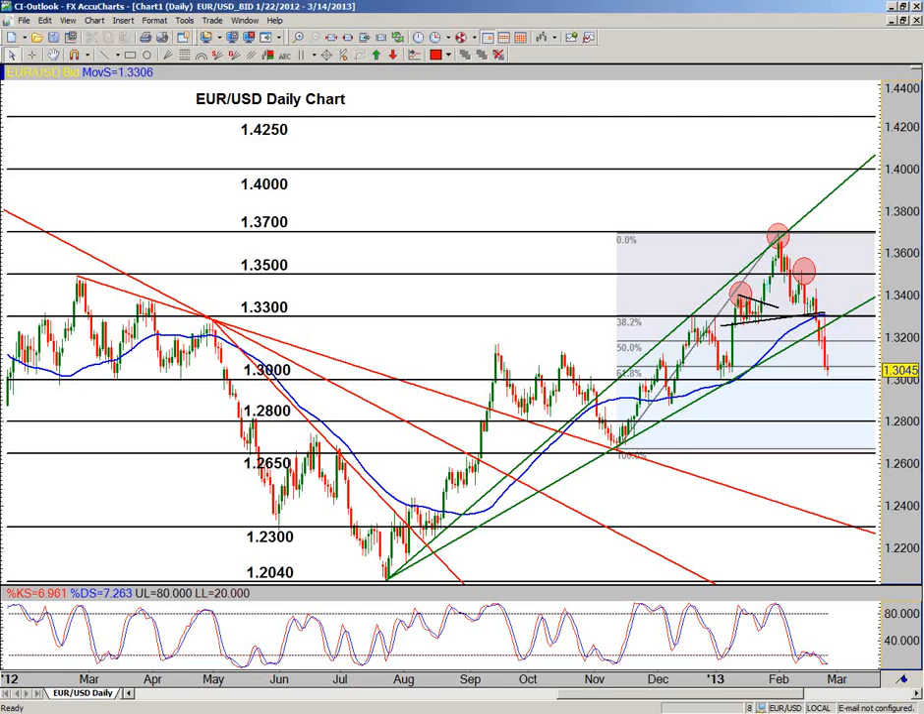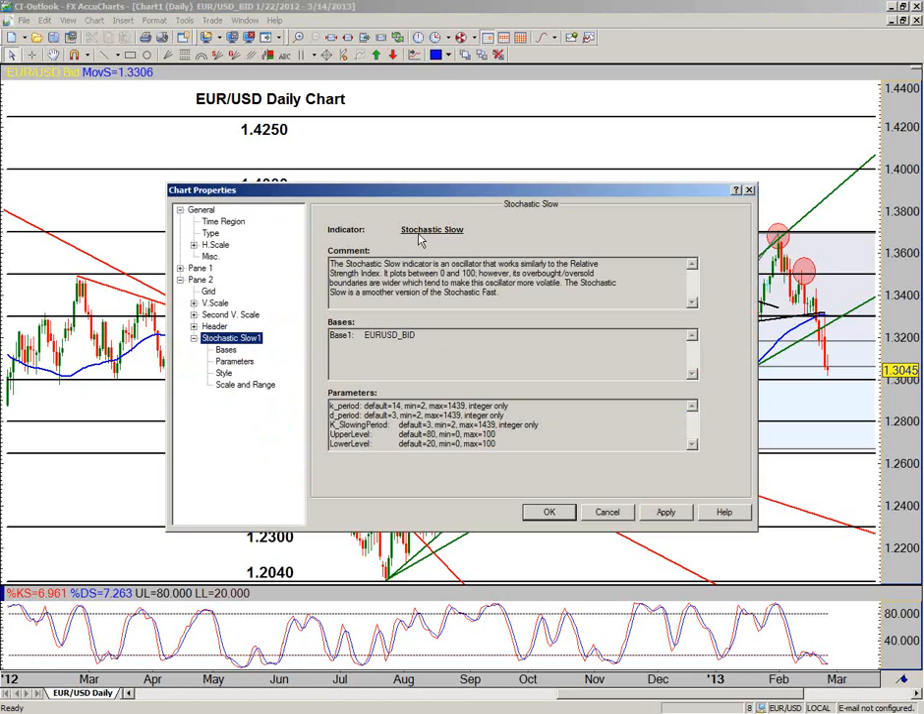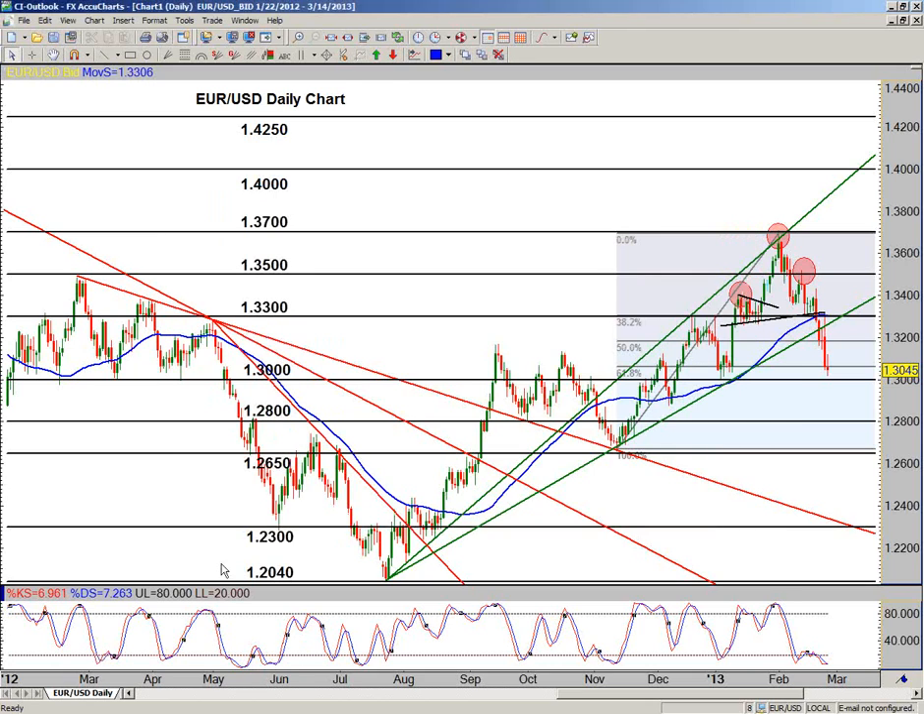Okay, let's see. Aiken says, what is the indicator below the graphic? Oh, that is stochastics. Okay, that's stochastics. Here, if you want to be able to spell it, stochastics, right here. Stochastics consists of the percent K, percent D.